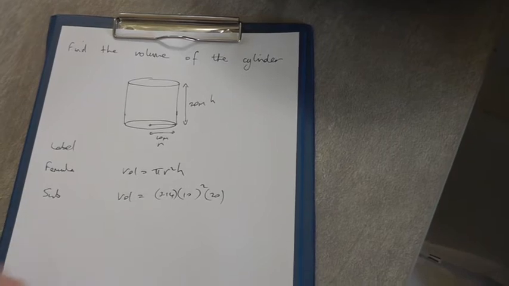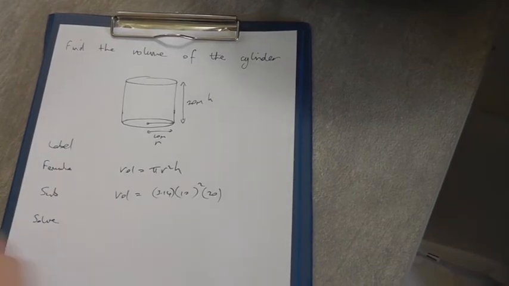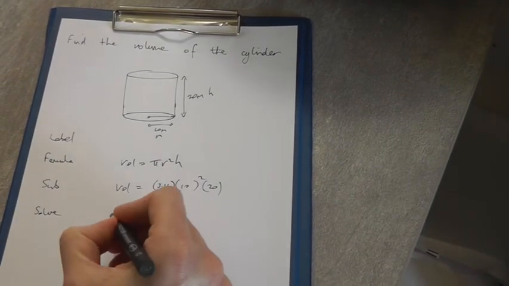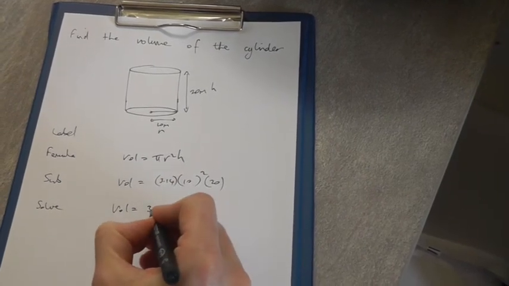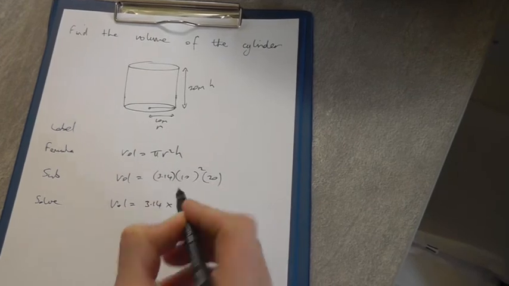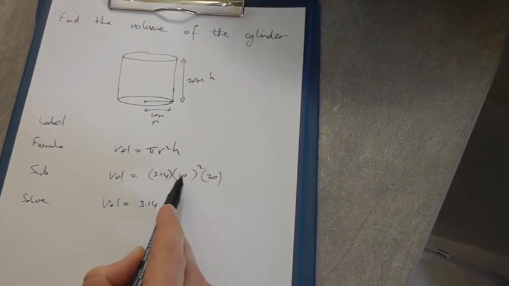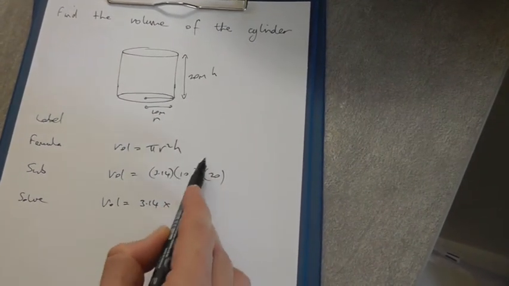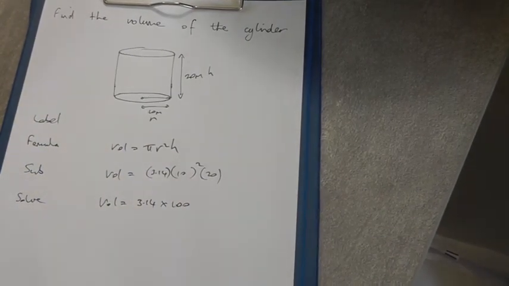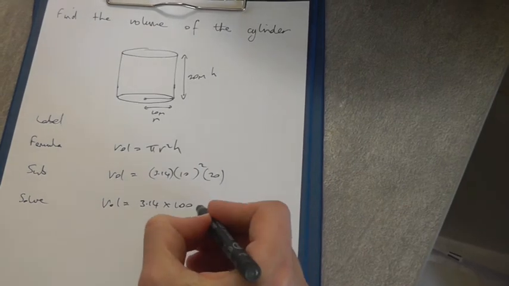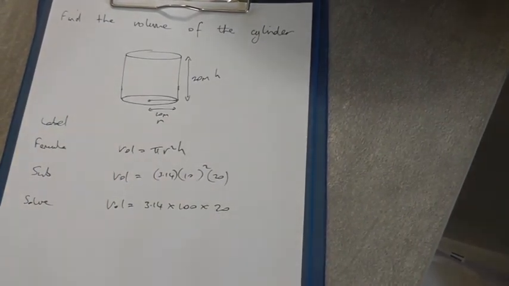So for our last step, we are going to solve this particular sum here. So volume equals, I'm going to leave the 3.14 on its own. Now that is multiplied by this here. Now using BEDMAS, we do our exponent before we do anything else, and 10 squared is 100, and then this means they're beside each other, multiplied again. Going to multiply by that 20.